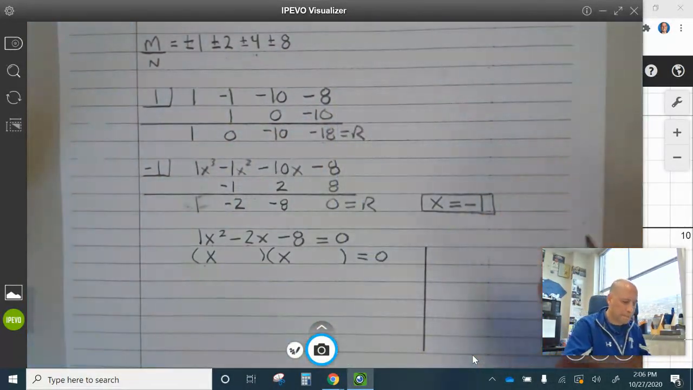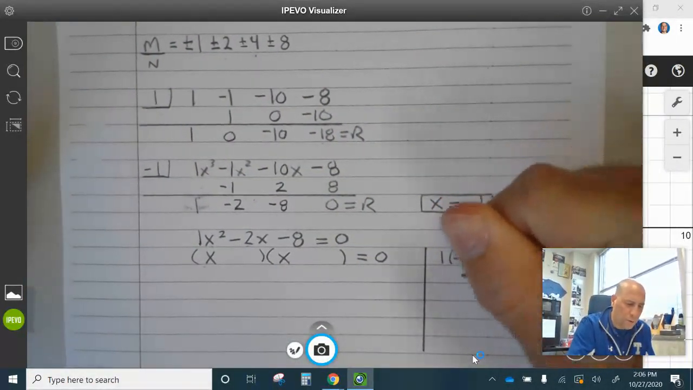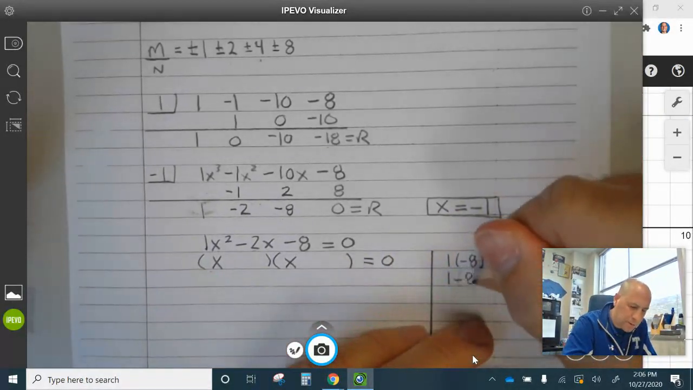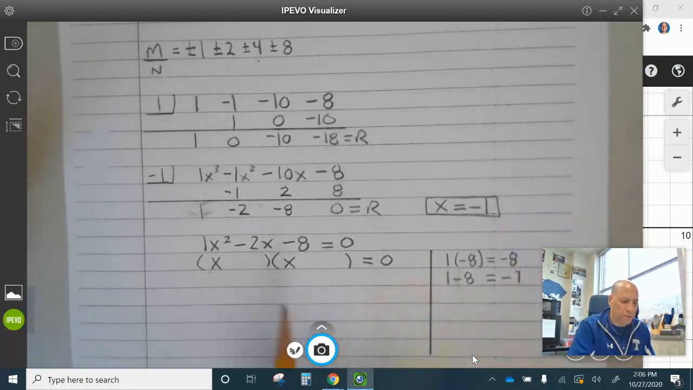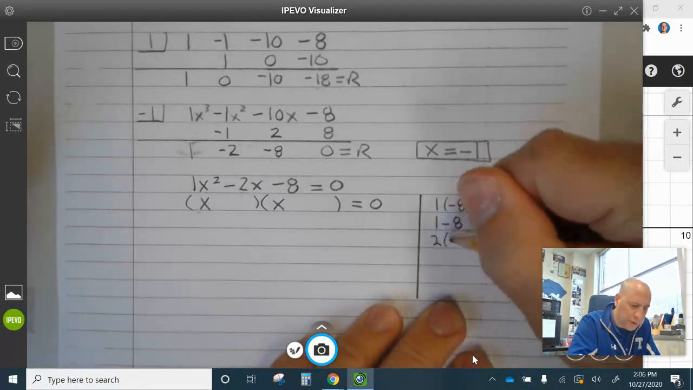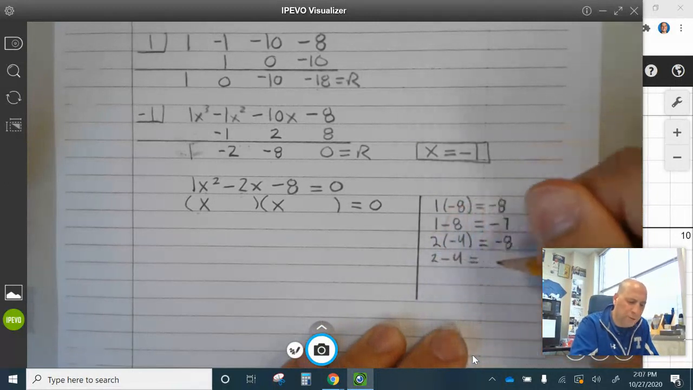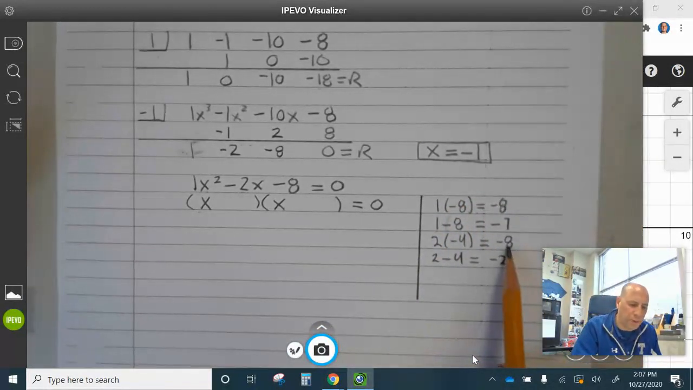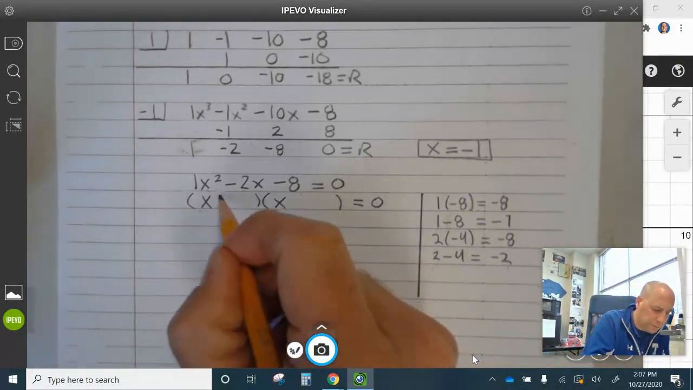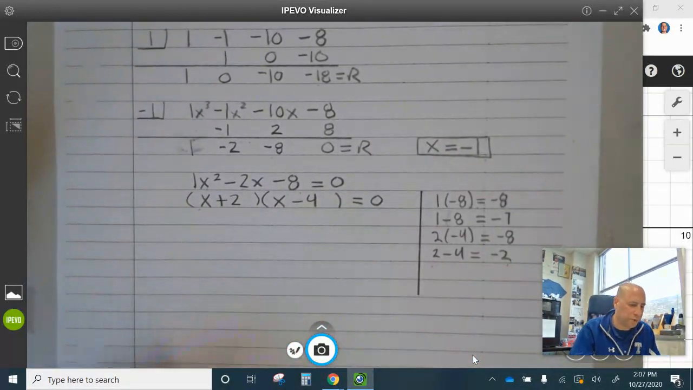Well, let's try 1 times -8 is -8. 1 minus 8 is -7. That's not -2, so this combination doesn't work. So now let's try 2. 2 times -4 is -8. 2 minus 4 is -2. So they multiply to give -8. They combine to be -2. These are our factors. So x plus 2, x minus 4. Okay, so now we set them equal to 0 and solve.